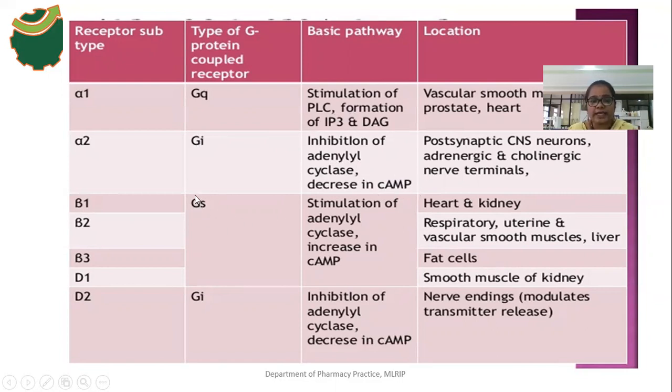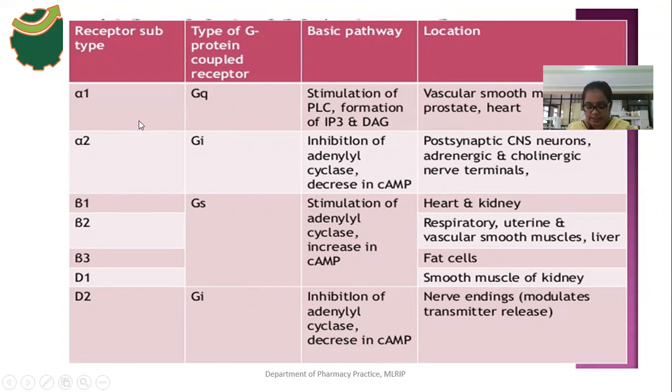And upon the activation of Gs protein, what will happen? There is a stimulation of the adenylyl cyclase enzyme, and there is an increase in cyclic AMP. Upon the activation of Gi protein, there is an inhibition of adenylyl cyclase and a decrease in cyclic AMP. Cyclic AMP is a secondary messenger, and this secondary messenger modulates the effect on the target tissue.